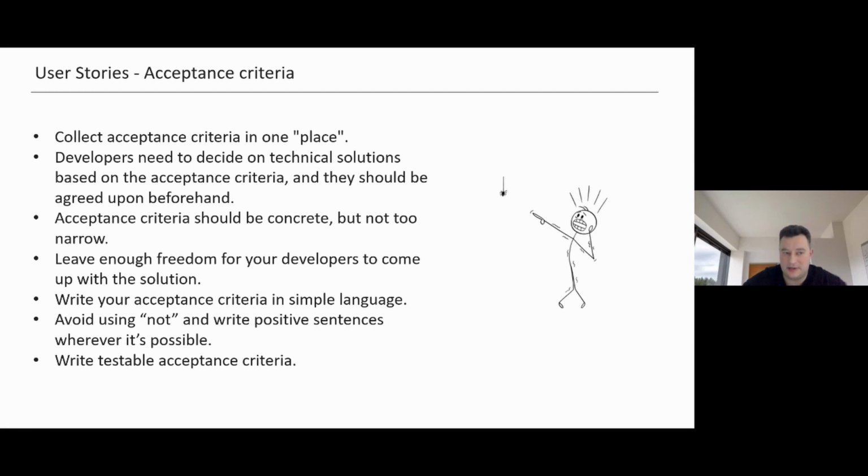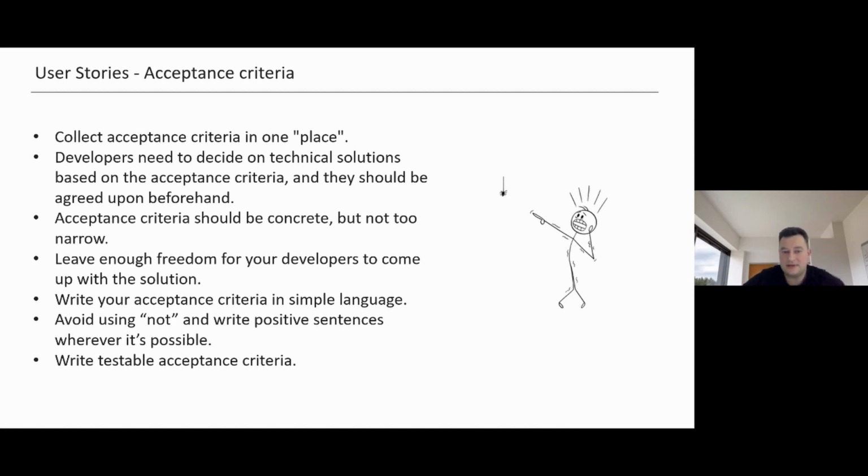User stories acceptance criteria, the best recommendations on how you should work with them. Collect acceptance criteria in one place. You shouldn't collect one acceptance criterion in one place, another in another place, a draft, etc. Please collect all of them under the user story. Developers need to decide on technical solution based on the acceptance criteria, and they should be agreed upon beforehand. So, extremely important point. That is why acceptance criteria is not a formal thing. This is a real thing that you need to care about.